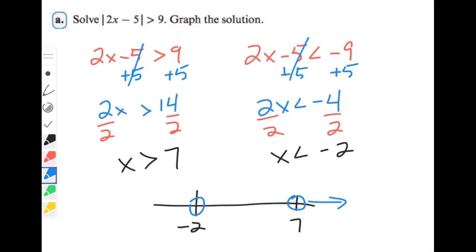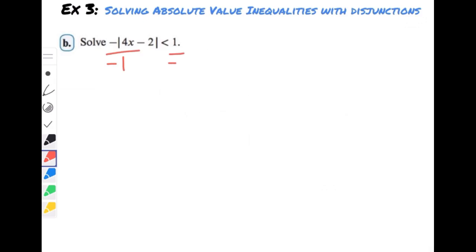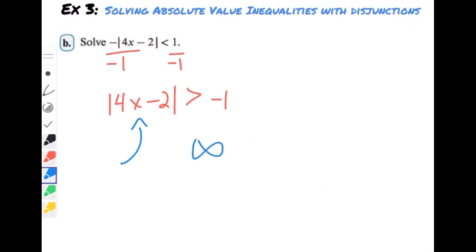Now, let's take a look at this one, because this is important. So if I divide by -1, divide by -1, get the absolute value of 4x minus 2 is greater than -1. Now think of that statement. So we know that an absolute value will always be positive. So that means if this is always positive, then whatever that x is, even if I have a 0, because I would still have that -2 absolute value, -2 is +2. So it doesn't matter what x is, this will always be true. So we have infinite solutions here.